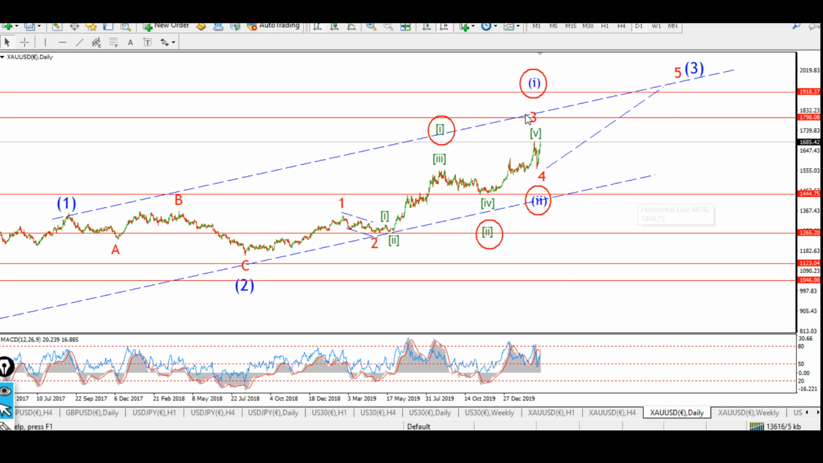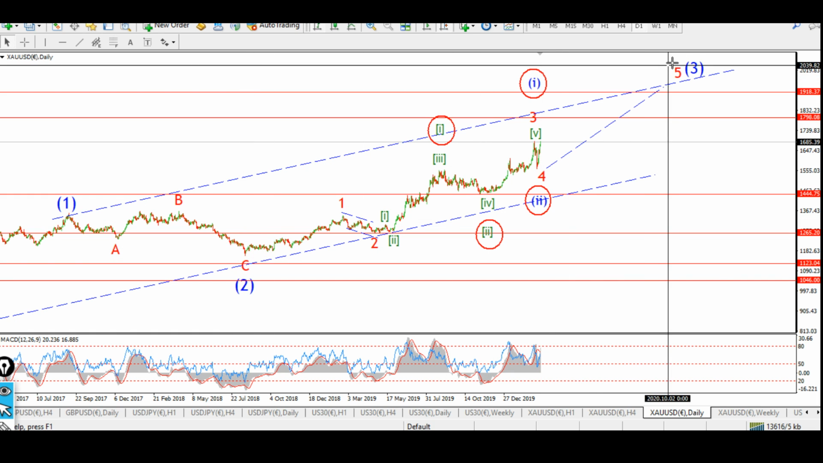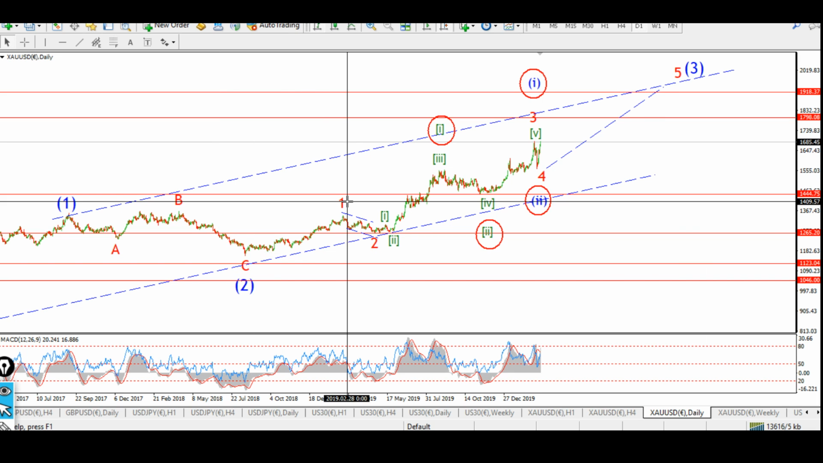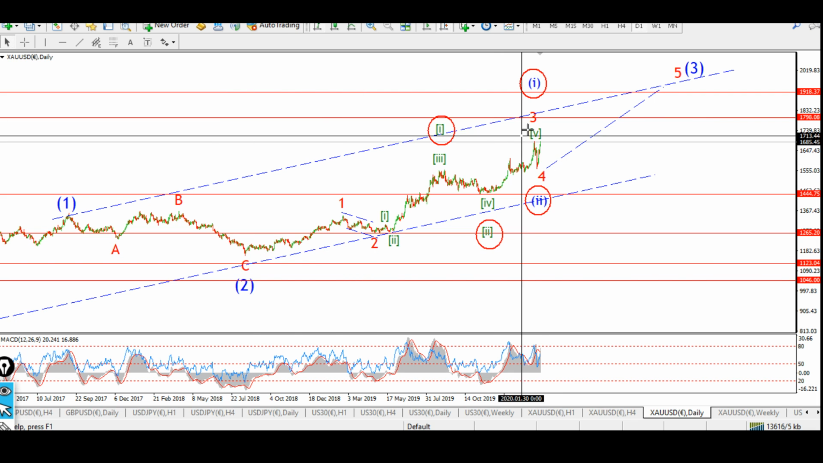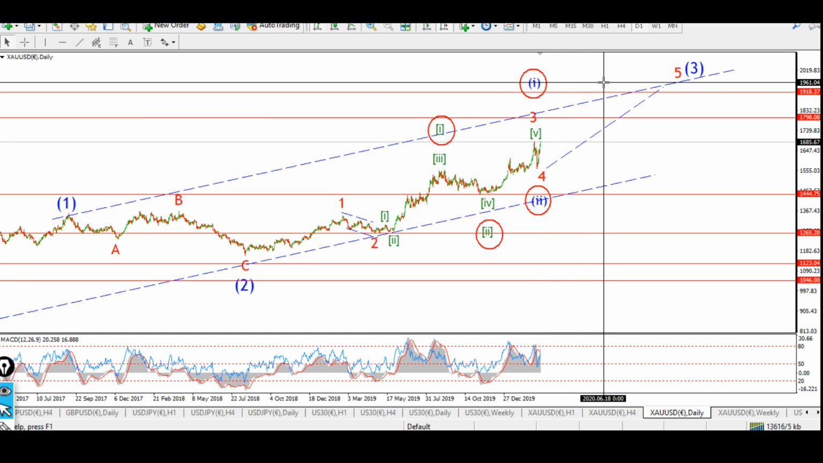In the current case here, I'm viewing a rally in a large third wave. So all of this move off that 1120 low would be within wave 3 in brackets. So this would be wave 1 of 3, wave 2 of 3, wave 3 into the recent high, wave 4, and then wave 5 coming or possibly underway already.